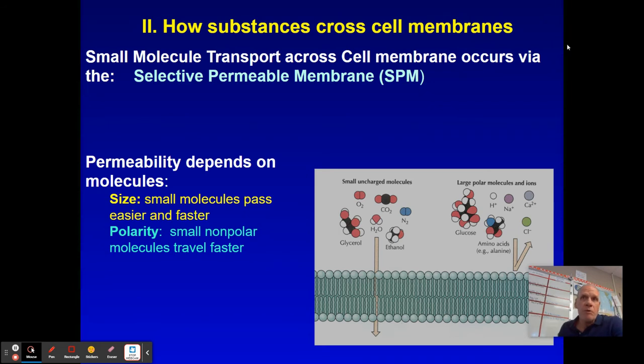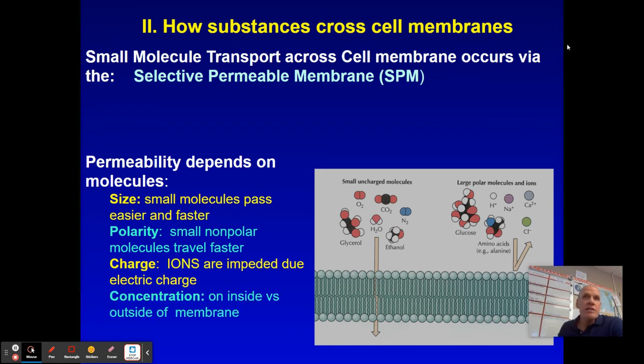And if you forget what the definition of nonpolar and polar is, I suggest you look that up because you need to know that. Charge. Ions cannot pass through a hydrophobic region of the plasma membrane. They cannot charge through it. It's a function of the membrane structure. And then concentration. The greater the concentration gradient is, the faster molecules will move through the membrane.